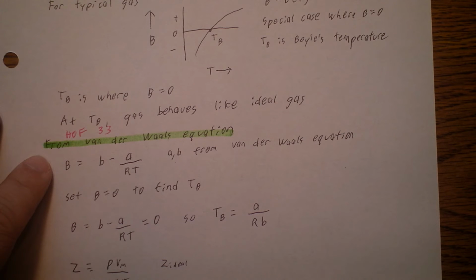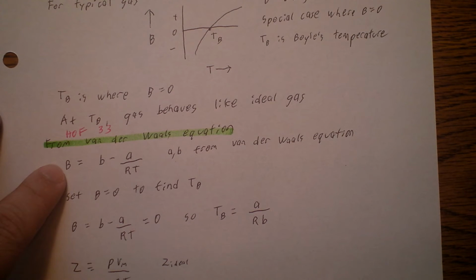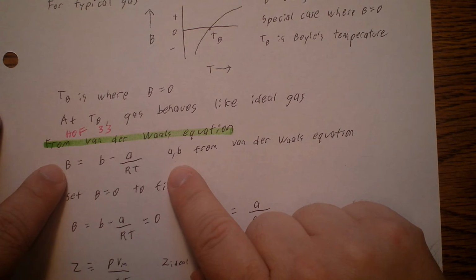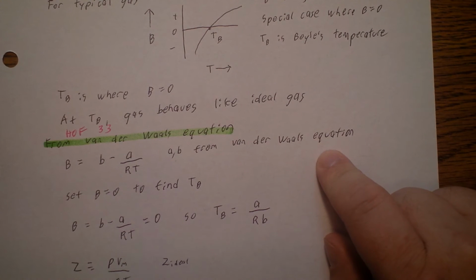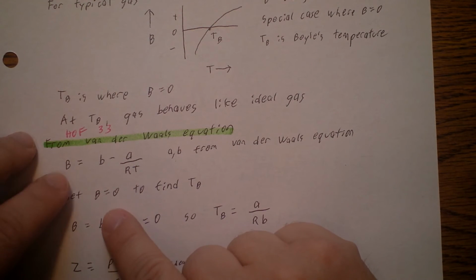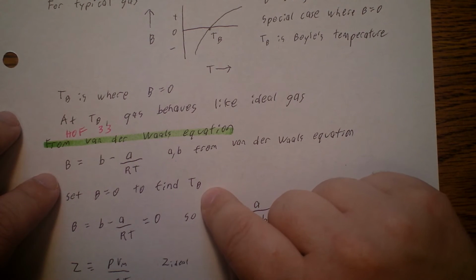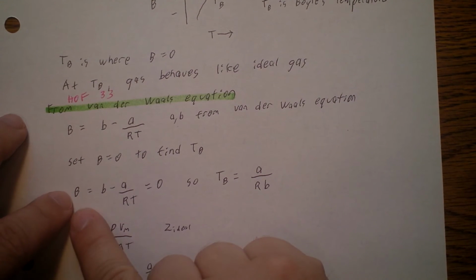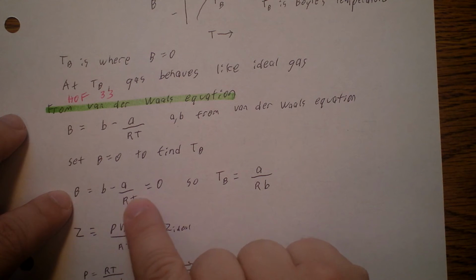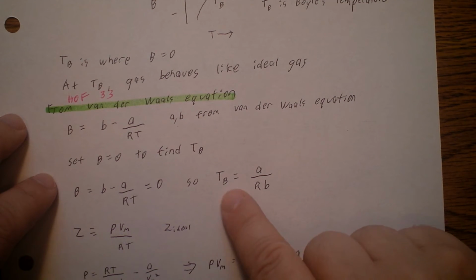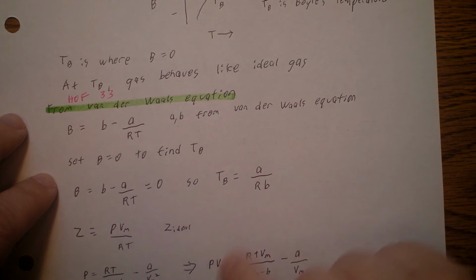We have capital B is equal to lowercase b minus a over RT. And this is the same a and b as in the van der Waals equation. So we'll set this capital B equal to 0 to find the Boyle's temperature. So we get b minus a over RT is equal to 0. Solving for T sub B, we get a over Rb.